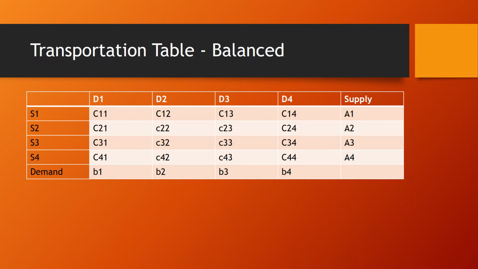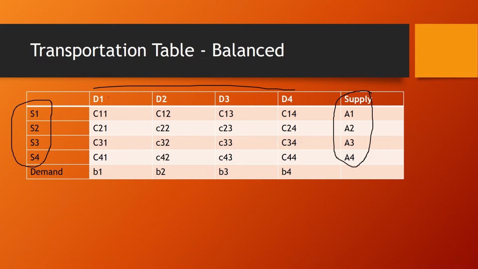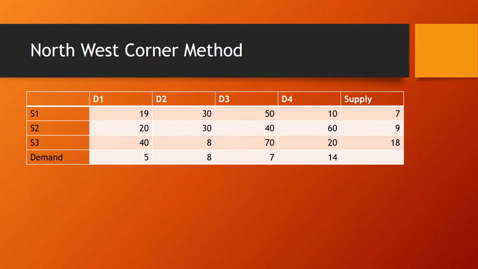In this transportation table, we had different sources like S1, S2, S3 and S4, and we had different destinations, and we were sending the material from a source to different destinations. There were different demands of each destination, and different supplies coming from each source. So we will use all these to solve our transportation problem.